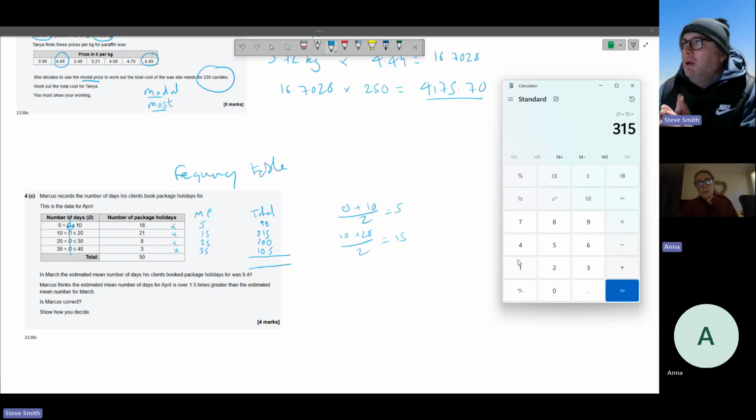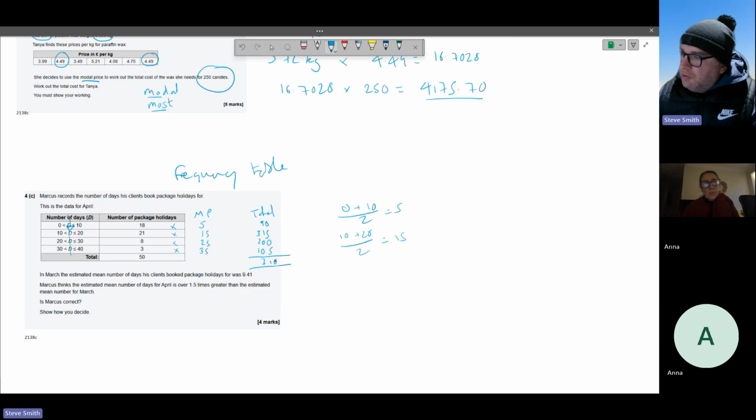And this is the same process for any frequency table. Always find the midpoint first and then multiply the midpoint by the frequency, the number of occurrences. So we're going to add those numbers up, add 90, add 200, add 105. So altogether we've got 710.